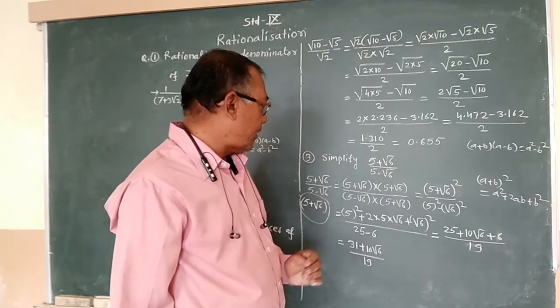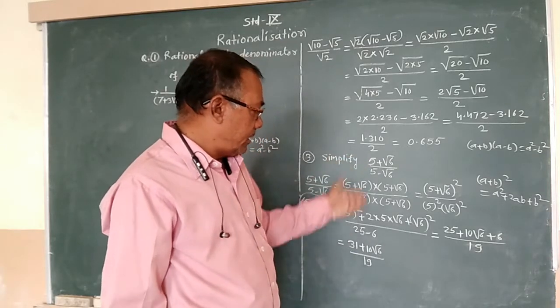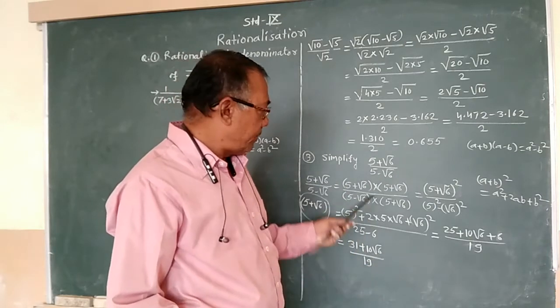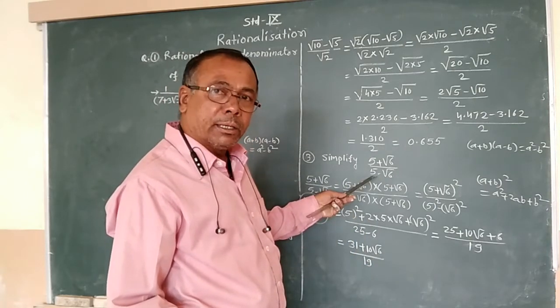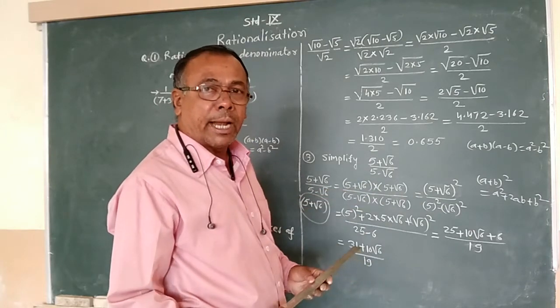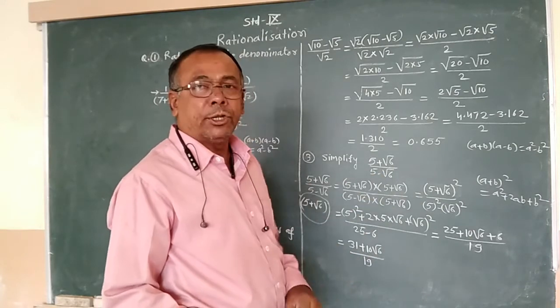In this way we have simplified the given expression having an irrational denominator, and we have removed the radical sign from the denominator.